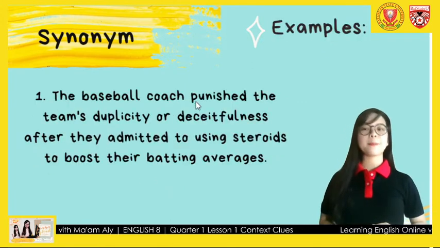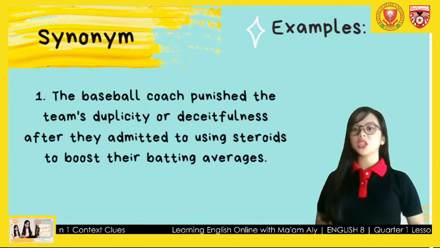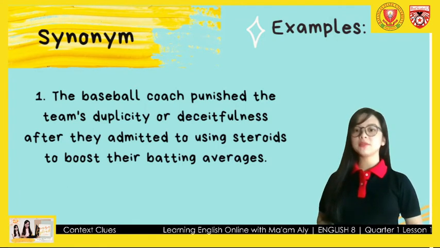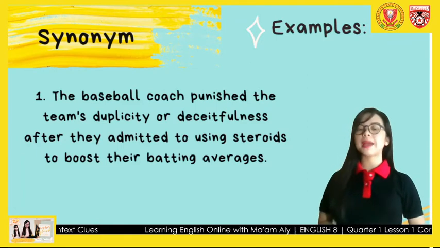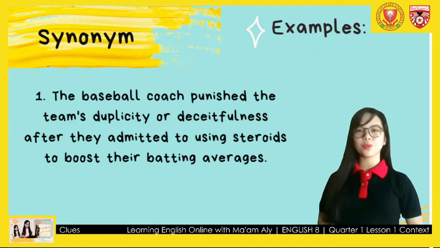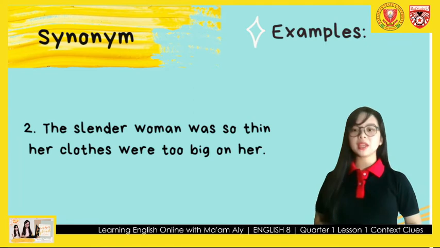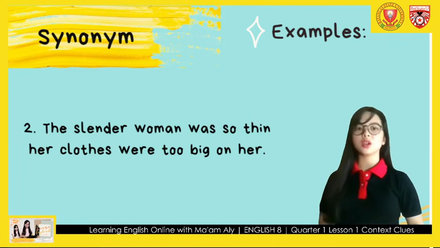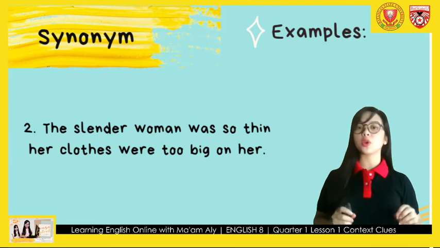What are the examples of synonym? First, the baseball coach punished the team's duplicity or deceitfulness after they admitted to using steroids to boost their batting averages. Deceitfulness is one of the synonyms of the word duplicity. The slender woman was so thin her clothes were too big on her. The word slender is synonymous to the word thin.